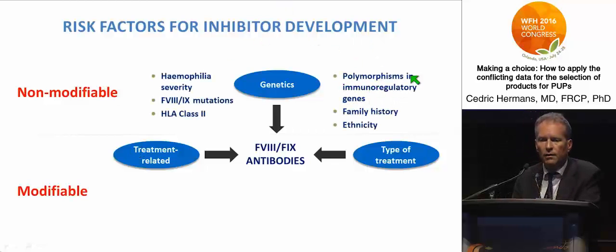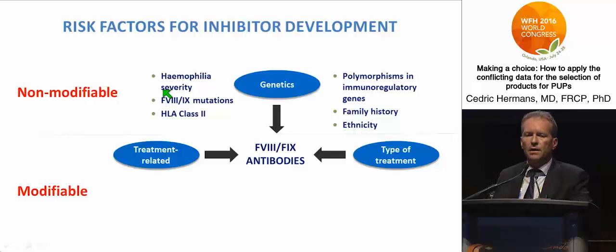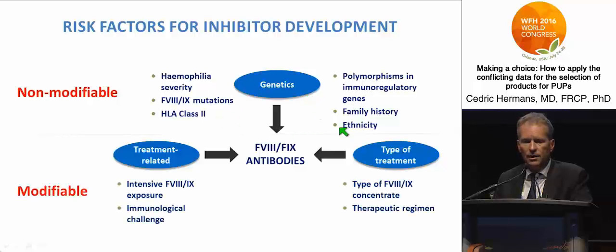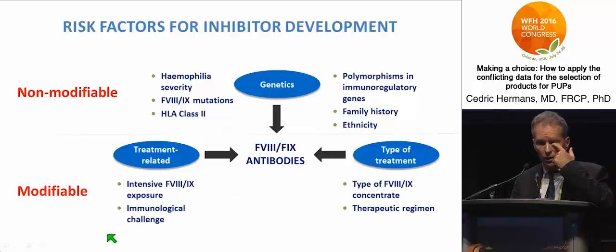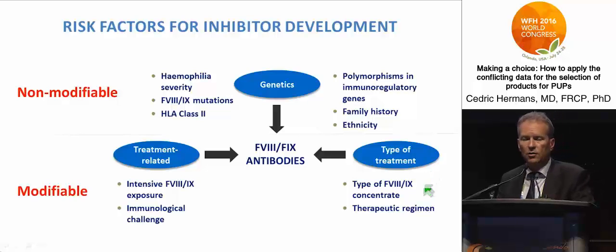Here you have several polymorphisms in immunoregulatory genes which have been identified. The family history is critical, and the ethnicity also has importance. The hemophilia severity plays a very important role, as do the type of mutation and some HLA haplotypes. All will play a role in the development of inhibitors. And if we now consider the modifiable risk factors, clearly the type of treatment is important, the type of factor VIII and factor IX concentrate, and certainly the therapeutic regimen, how aggressively or intensively you treat your patient.